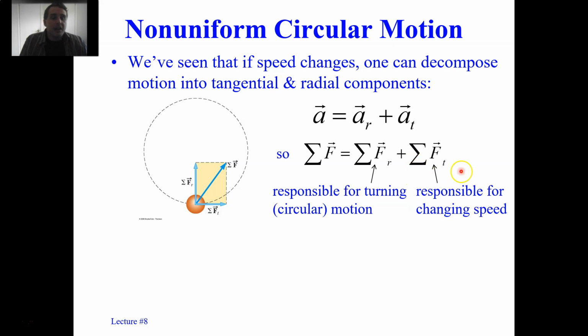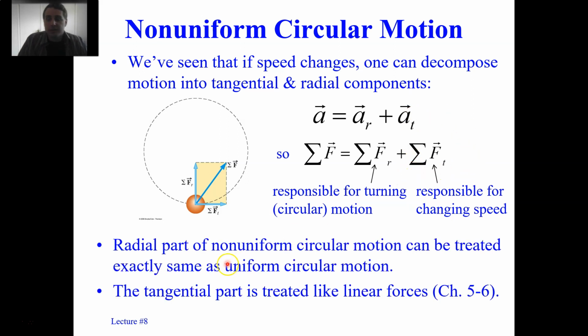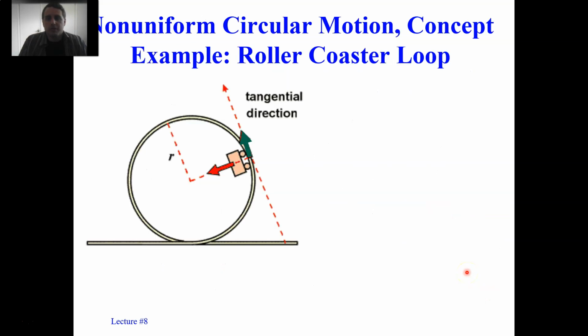And again, these kind of forces we looked at earlier in the semester. The radial part of non-uniform circular motion can be treated exactly the same as in uniform circular motion. The tangential part can be treated like linear forces from chapters 5 and 6, namely the Newton's Law chapters.